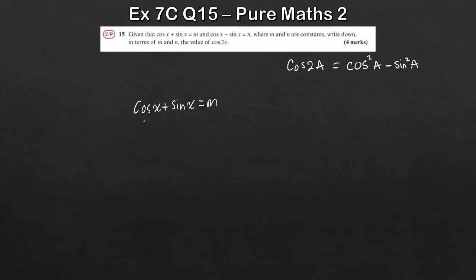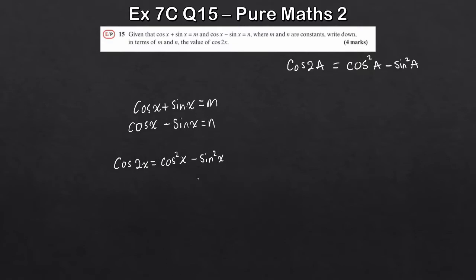So that one's equal to m. This is equal to n. Okay. Well, if cos 2x is equal to this, so just writing this in terms of x now, like so.